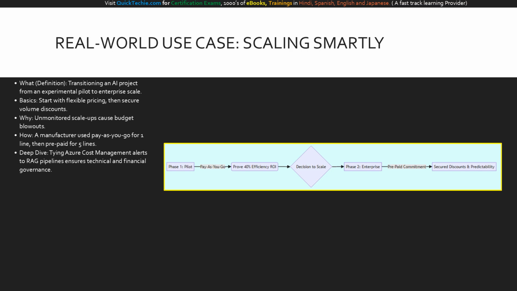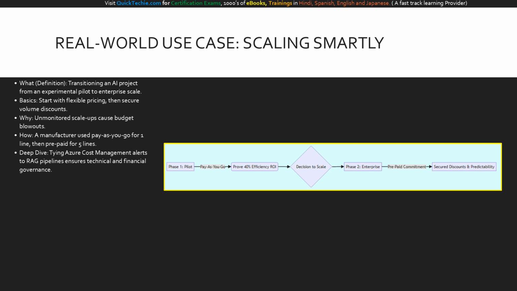Let's bring this all together with a real-world use case. Imagine a global manufacturer that wants to use computer vision and generative AI to detect product defects. They smartly start their pilot on a single production line using a pay-as-you-go model. This provides ultimate flexibility with zero upfront financial commitment. After a few weeks, they prove the AI reduces inspection times by 40%. Now it is time to scale to 5 lines. To prevent costs from spiraling, they switch to a prepaid, committed spend model. This locks in discounted rates, lowers their unit costs, and provides predictable budgeting for the CFO. That is how you scale AI responsibly.